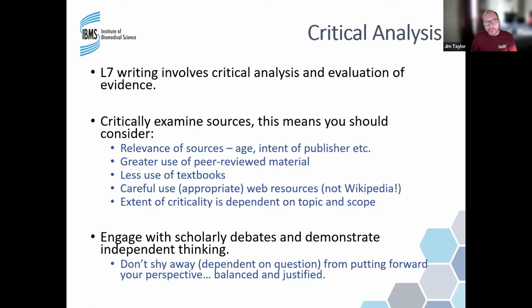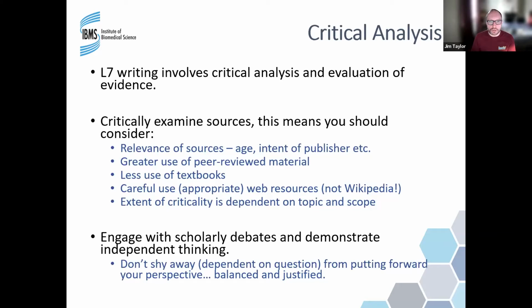Textbooks are not so great for critical examination, because textbooks by and large only represent very established knowledge rather than stuff that might be considered contentious. Generally, the information in them is a couple of years out of date by the time the textbook is published, because of the way that they're written, edited, published and version controlled. So at level 7, there should be much greater use of peer-reviewed material, journal material, and less use of textbooks.